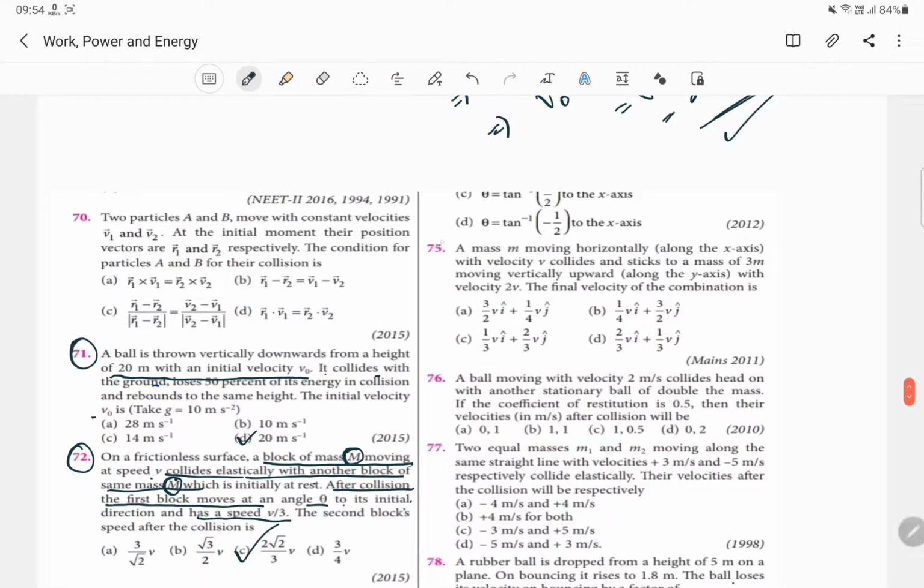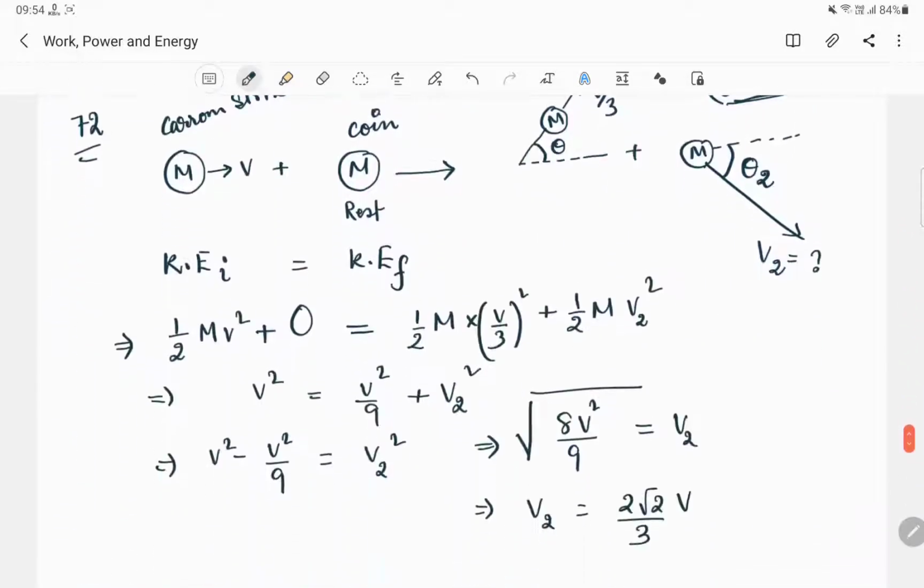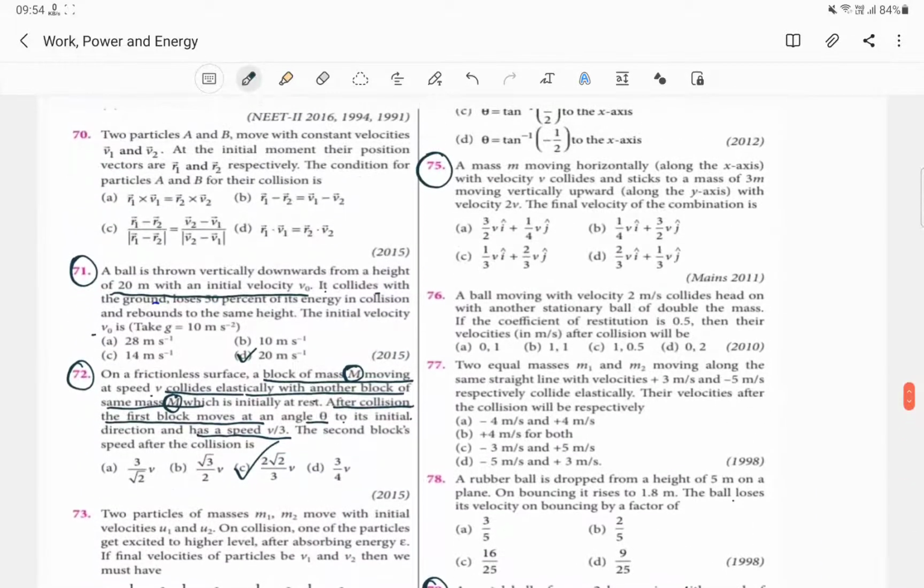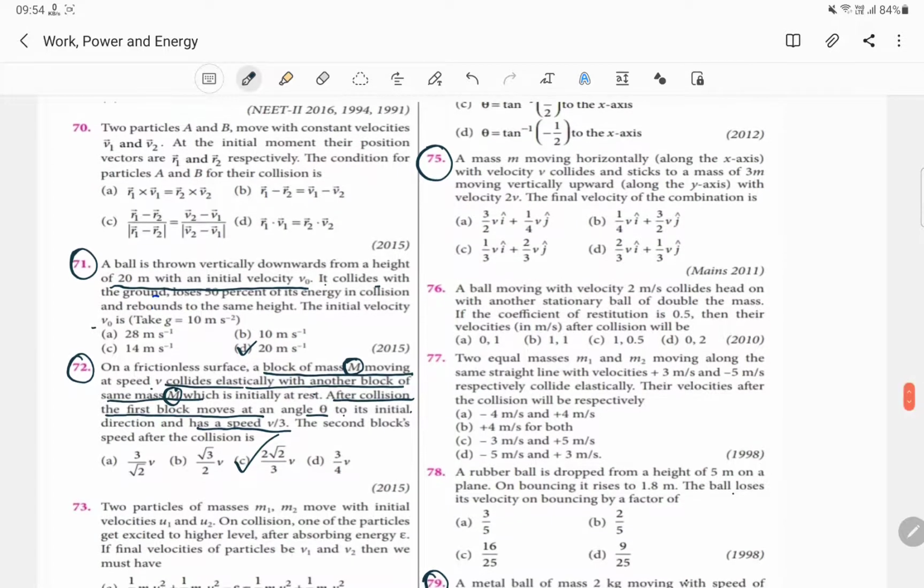Let us do your question number 75. A mass small m moving horizontally along x-axis with velocity v collides and sticks to a mass, and we have already understood such type of collision. If the colliding bodies, let us suppose this is mass m1 and this is m2, collide with one another, and after collision they move together as a combined mass m1 plus m2, then such type of collision will be known as perfectly inelastic. Remember this. After collision, if the two colliding particles move together with a common velocity, then that type of collision will be known as perfectly inelastic.